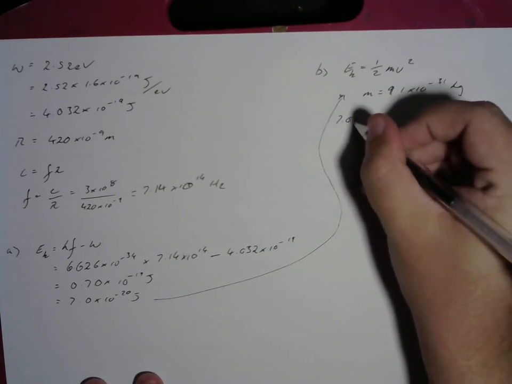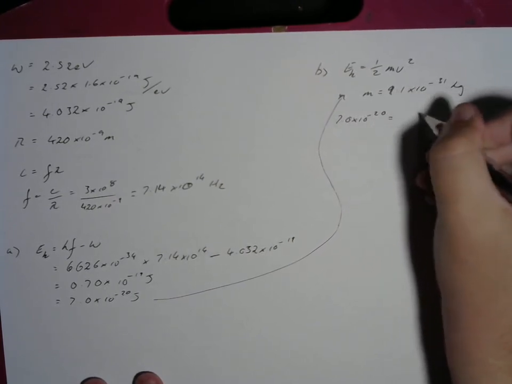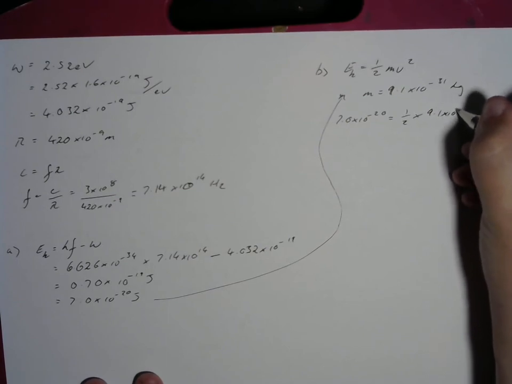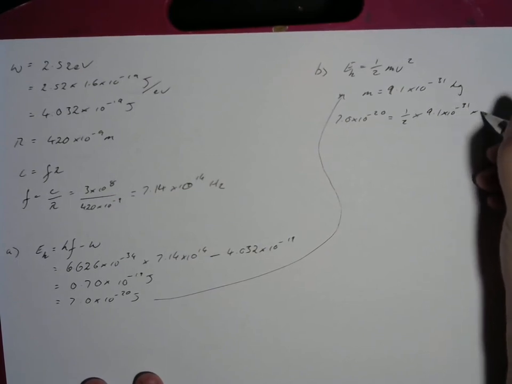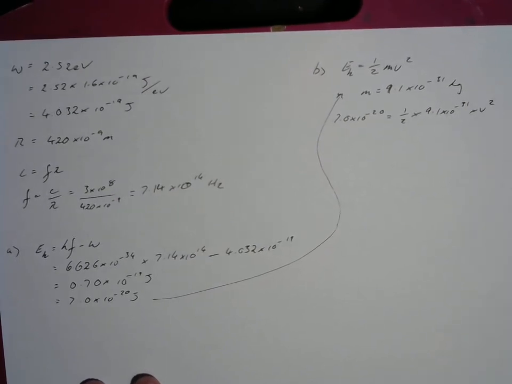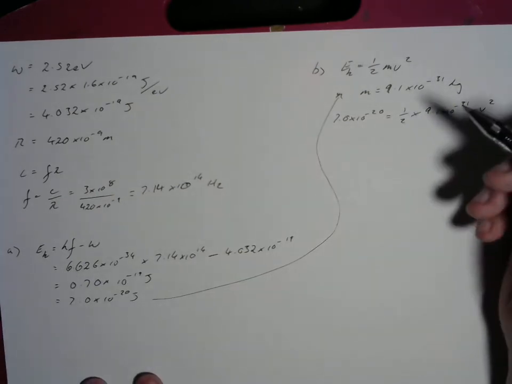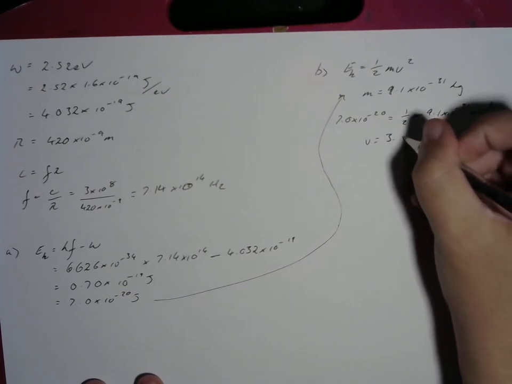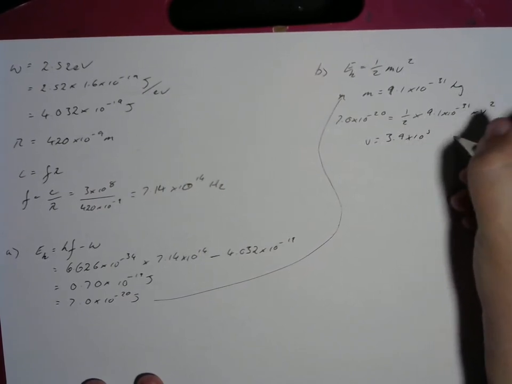7.0 times 10 to the negative 20 equals a half times 9.1 times 10 to the negative 31 times v squared. And if we rearrange all that, multiply the 2 over, divide by the mass, take the square root, we're going to get an answer that v would equal 3.9 times 10 to the power of 5 meters per second.